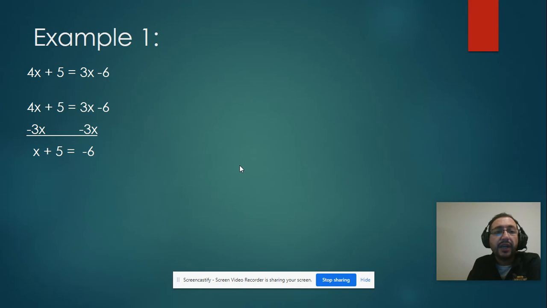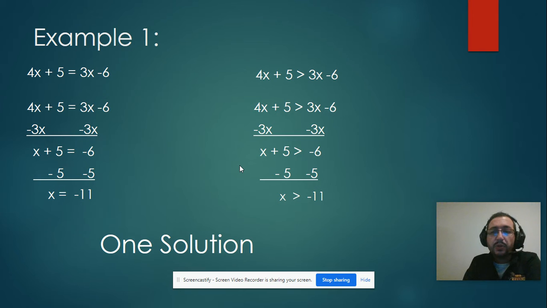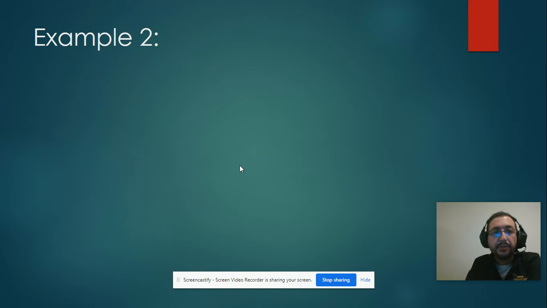Now, on the left, I have a constant in the variable side, so I need to remove it. The opposite operation for plus 5 will be minus 5 on both sides. At the end, I'm going to have x equals negative 11. So this is an example of one solution. And if we do it as an inequality, same example, just using the inequality sign, x greater than negative 11, this will also be an example of one solution. Let's go and see another example and see a different outcome.